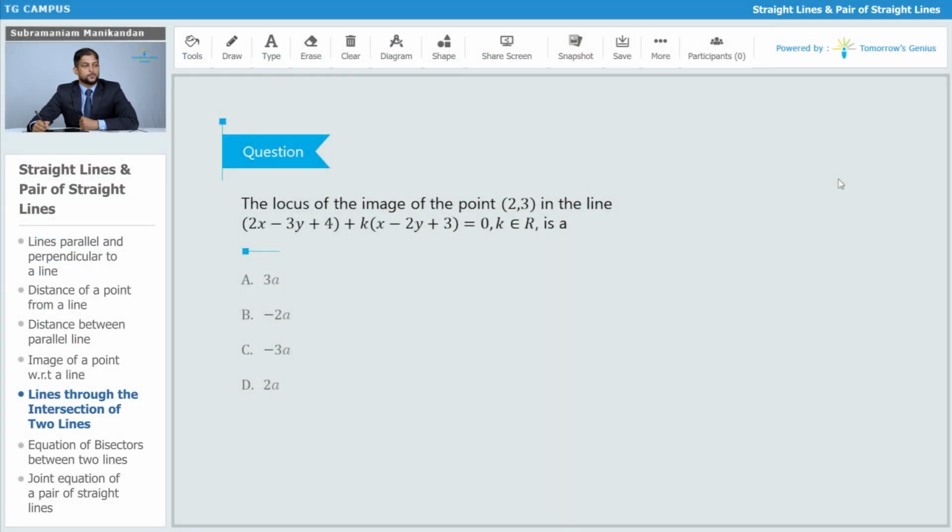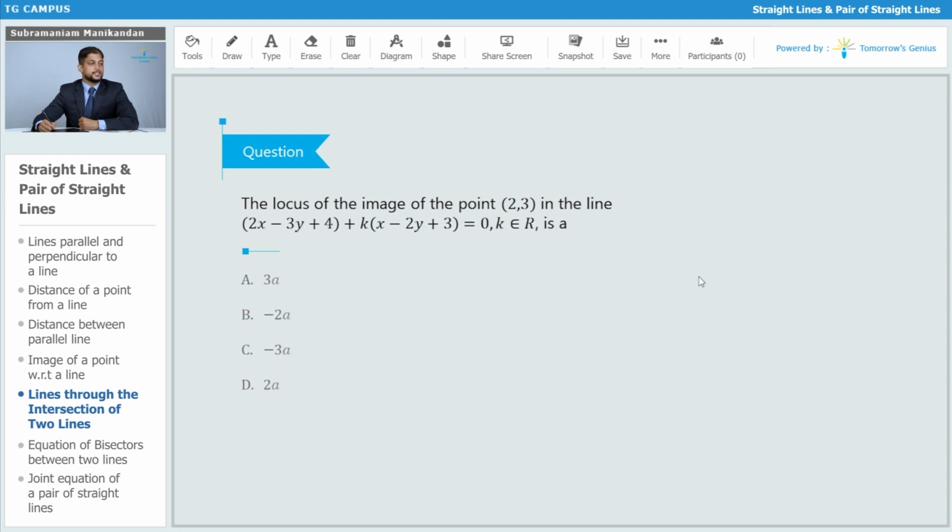Locus of the image of the point 2, 3 in the line 2x minus 3y plus 4 plus k into (x minus 2y plus 3) is equal to 0 is what? So it's going to be one of these circles or straight line, whatever. First, we will look at the line that is given. It is clearly given in the form of the family of lines passing through the intersection of the lines 2x minus 3y plus 4 equals 0 and x minus 2y plus 3 equals 0.